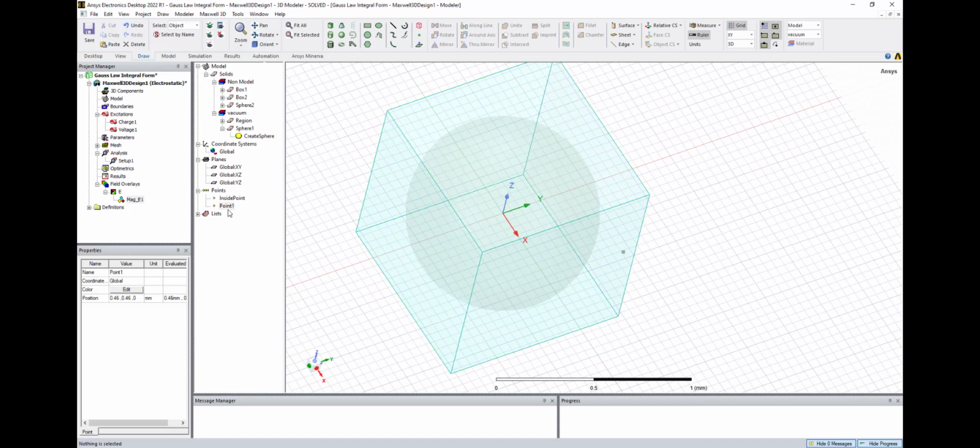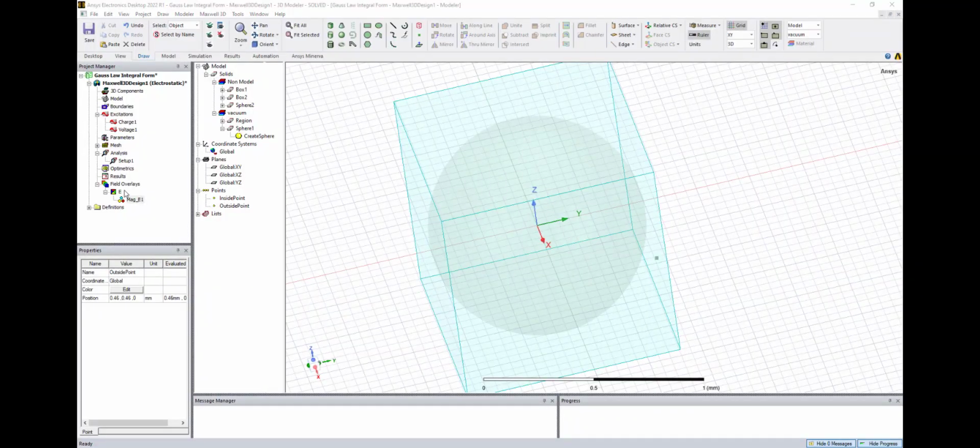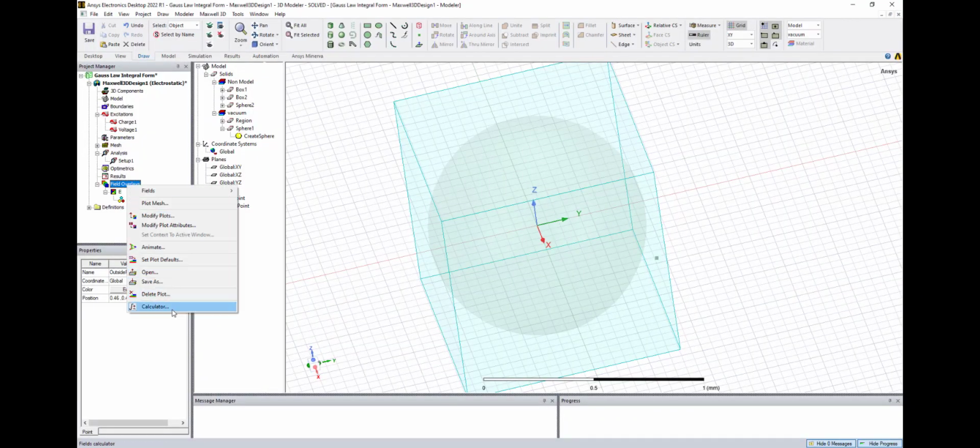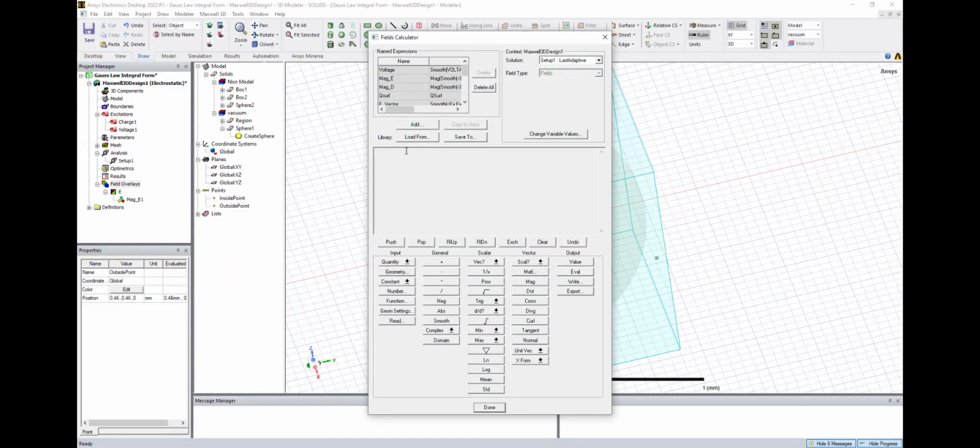Okay, we have our 2 points set up. I'm going to rename this one now, and I'll call this one outside point. And now we are ready to open Fields Calculator. So if we right click on Field Overlays, at the bottom we choose Calculator, and now we're going to start building up the stack. The first thing we're going to do is bring up the quantity of E field.